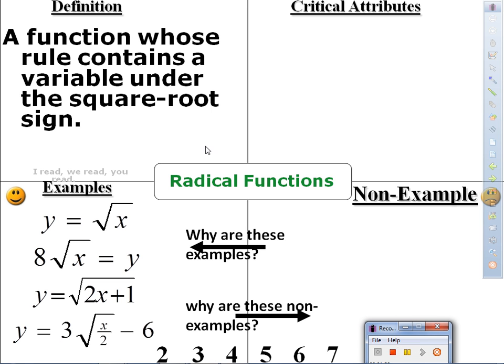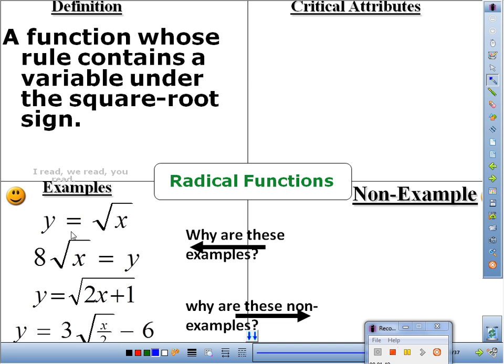So, according to the definition, it says a function whose rule contains a variable under the square root. Here's my square root. Is there a variable inside? Yes. Same here, same here, same here. In order to be a rule, one thing you need to note is that it has an equal sign. And remember, when we got to functions, y could also be substituted by f of x. That indicates that it's a function. But once again, it has to be f of x equals something. Okay, so we got that.